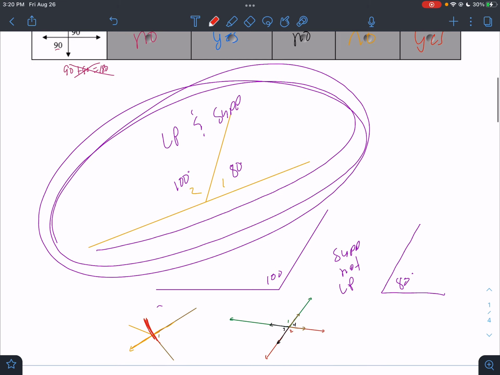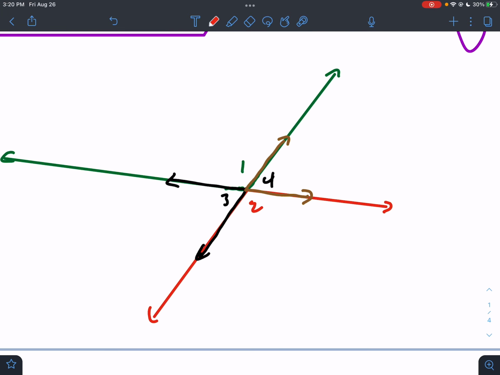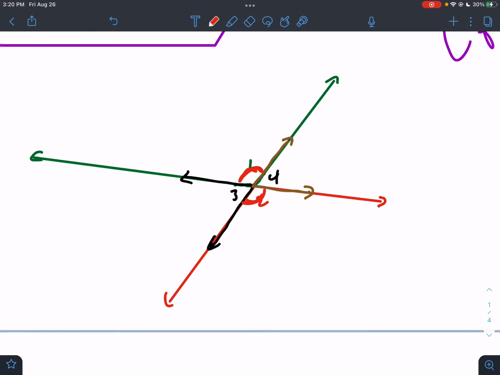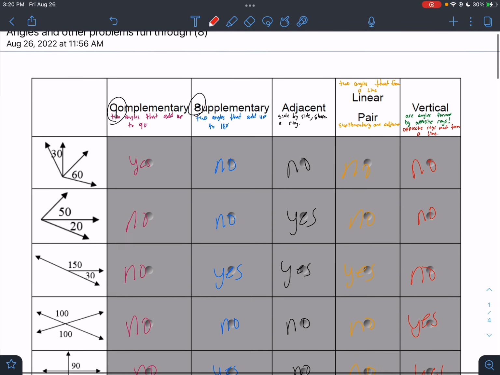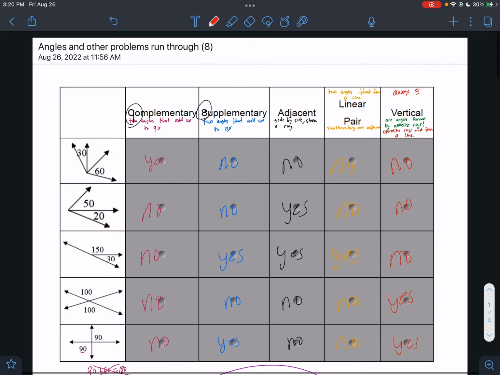And one thing to note is that when you create vertical angles, what does it look like? Like the size of the angles, if the rays are exactly opposite directions, they're actually going to form congruent angles. So I'm going to make another note up here. Always congruent. They're always the same size.